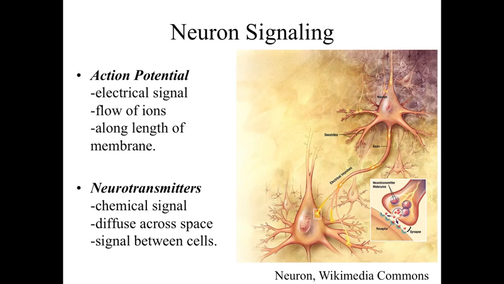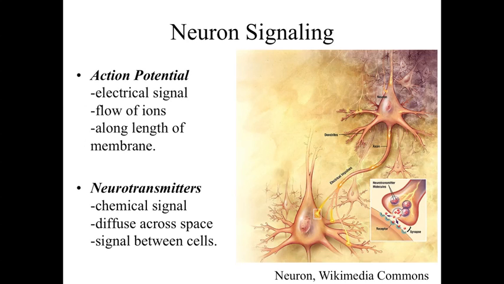And so if we take a look at neuronal signaling, what we're going to see is that there are going to be two primary ways in which the nervous system is going to be sending signals within the body. The first is with an action potential. So in essence, we're looking at an electrical signal, and instead of looking at the flow of electrons, what we're going to be looking at is the flow of ions.